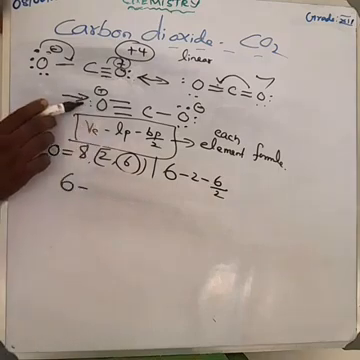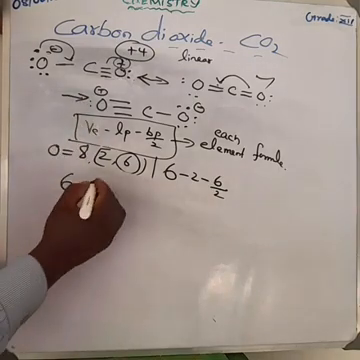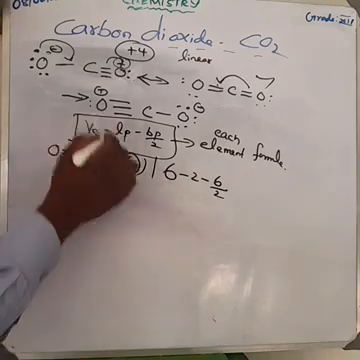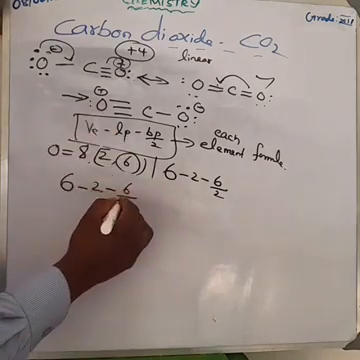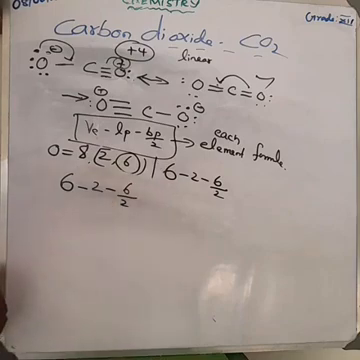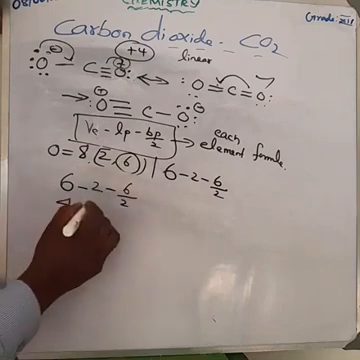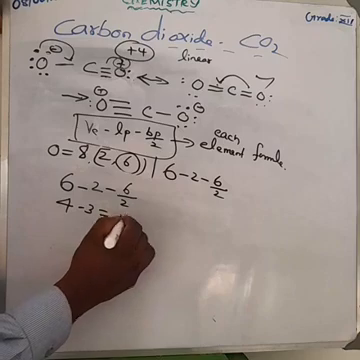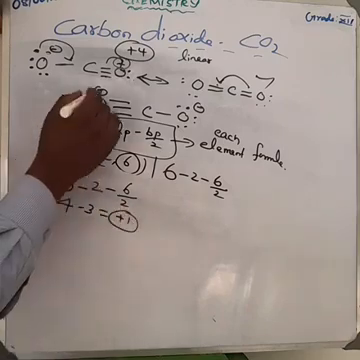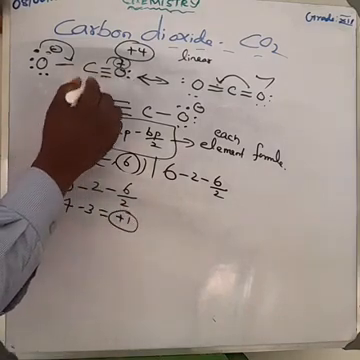Next, the number of lone pairs. How many lone pairs of electrons does this oxygen have? 2. Next, it has 3 bond pairs. We have to write 6 minus 2, am I right? So 6 minus 2 is equal to 4. 4 minus 3 is equal to plus 1. So the charge is plus.